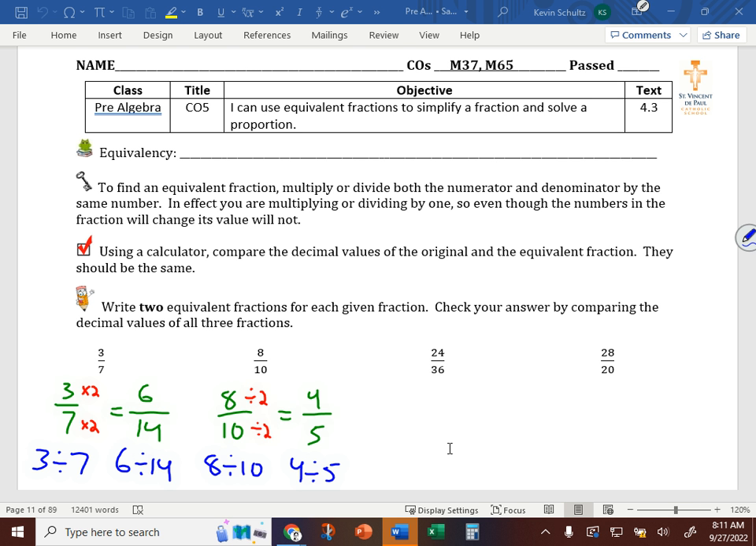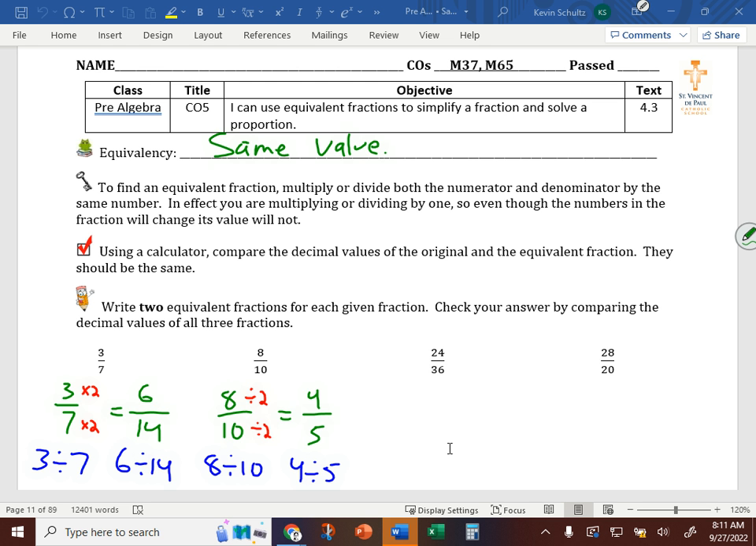We can say that their value is the same. So equivalency basically means same value. That's all. Same value. Right? The numbers are different. 3/7 is different numbers than 6/14. However, when you divide them into a calculator, it's the same value. Okay, same thing with 8/10 and 4/5, right?